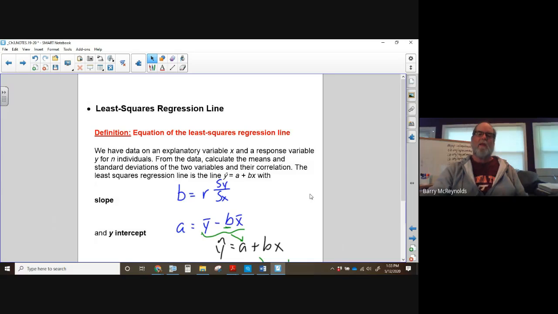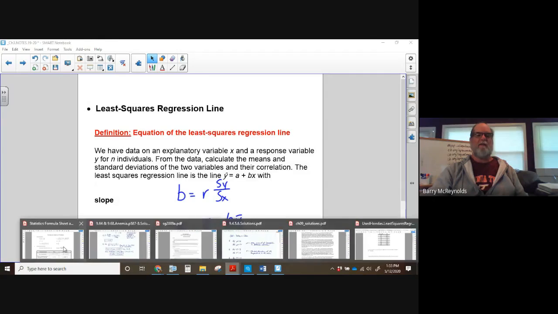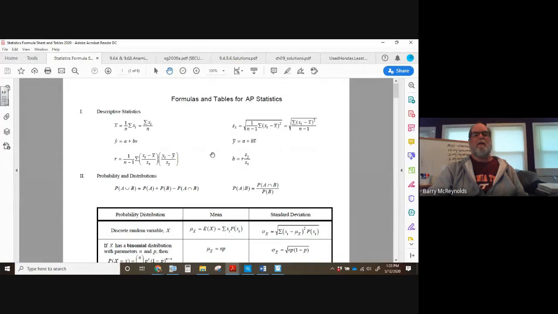Well, let's go back to the formula sheet for just a second. You'll notice that y hat equals a plus bx. We've got two relationships here that we can use. We can rearrange this relationship here. If we have the mean of the y values and the mean of the x values, and we have the standard deviation of x and y, and we have the correlation factor, we can calculate the coefficients a and b that go here.